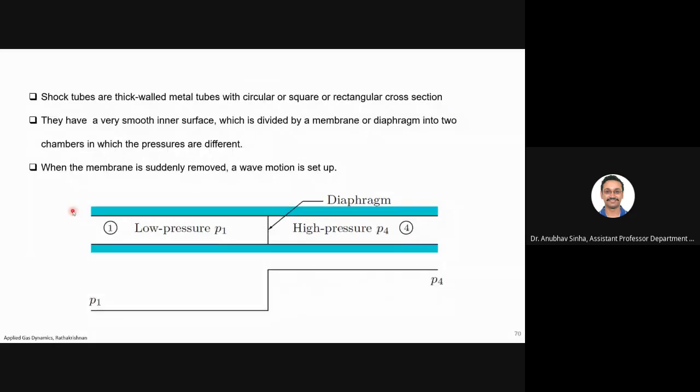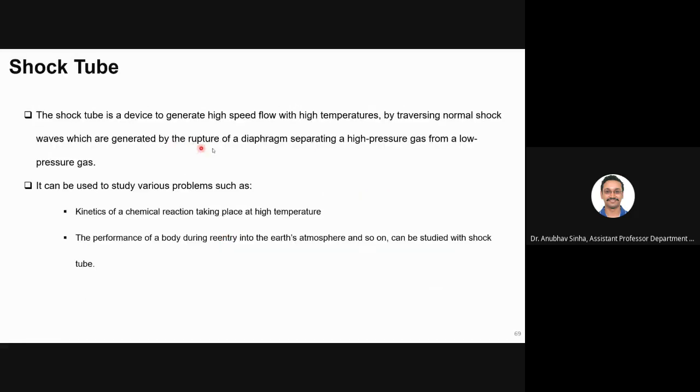It should be strong enough to sustain high pressures and oscillations. One side you will have a low pressure region and one side you will have a high pressure region. In between you have a diaphragm which separates them. Generally it is made of metal or any other material. Once you break the diaphragm, the fluid starts to move forward. So basically that was the diaphragm which is mentioned here.